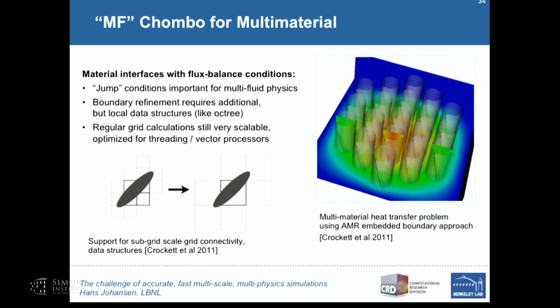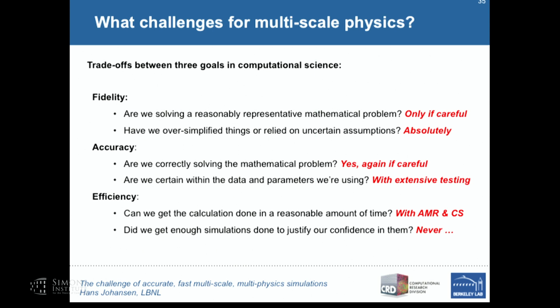So this is just one more example, but I'm out of time. Basically, you can be smart about how you represent geometries, and then you can do some very complex multi-phase physics, multi-material physics as a result of that. So let's wrap up. So the challenges for these multi-scale physics problems.